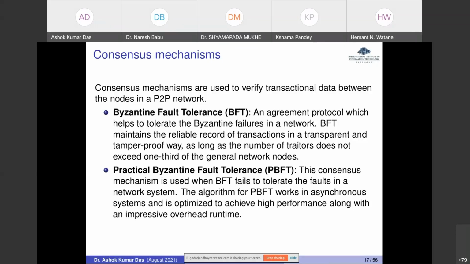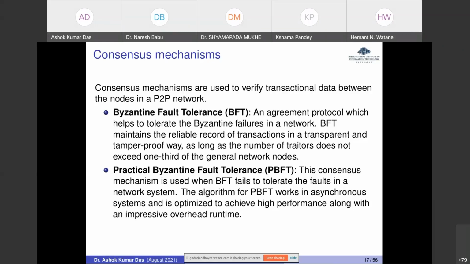The consensus will be taken as valid when, if there are n number of nodes, as long as at most one third of the total number of nodes are Byzantine failures, malfunctioning or malicious nodes, and at least two-thirds of the nodes are not Byzantine failures or not corrupted, then the consensus algorithm will give a green signal to add a block or transactions in a peer-to-peer network.